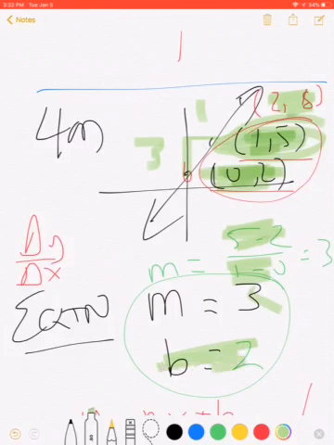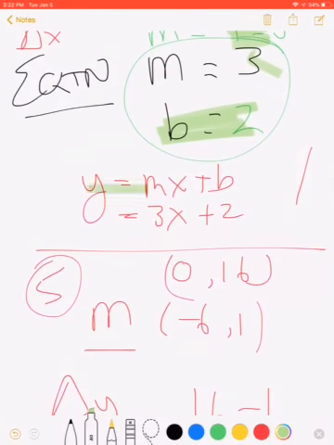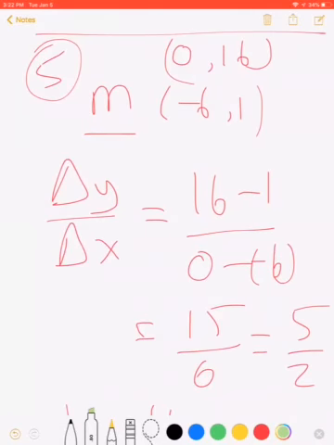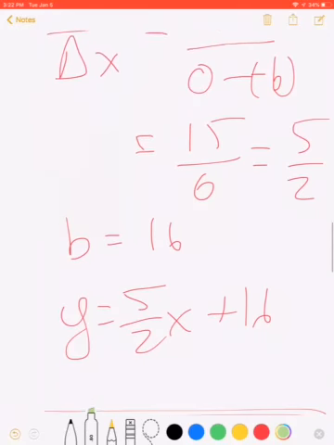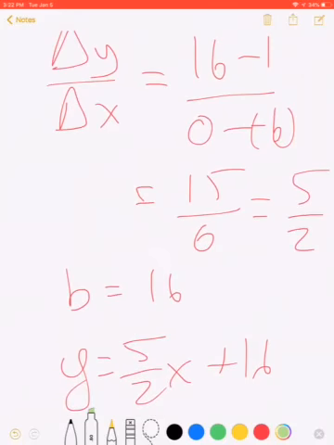What's your b? What's your intercept? Your intercept is the y-intercept, right from the graph is 2, and your equation then is y equals 3x plus 2. Okay, question number 5, you do the same thing. A little bit more work for some of that stuff, but not much more. And then you get y as 5/2, and I'll show you my work here if you want to take a look at it. And then b is 16.